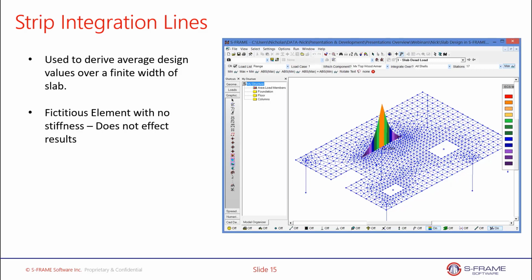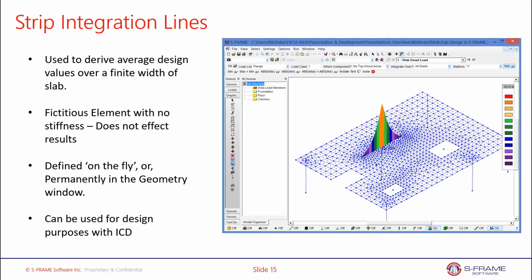It's a useful tool to integrate contour results at specific locations. And strip integration lines add no mass or any stiffness to our structure, so they're really just for post-processing, and they're very easily defined. Another advantage here is that, as you'll see later on, we can actually use these strip integration lines for design purposes when we're working with the integrated concrete design. And I'll show you just a quick example of that.